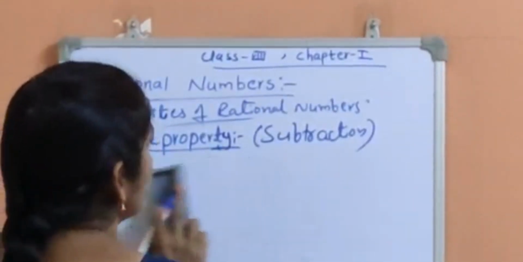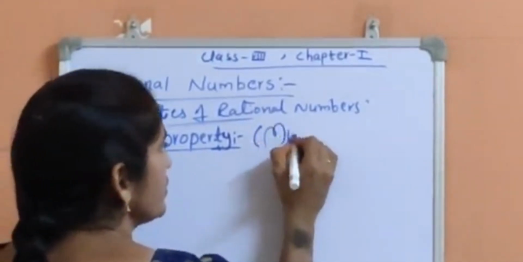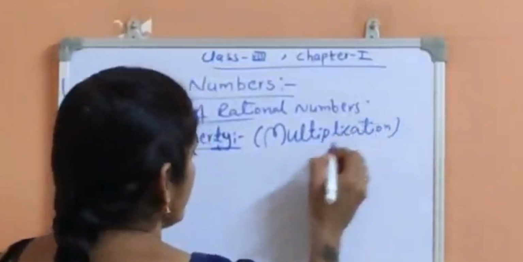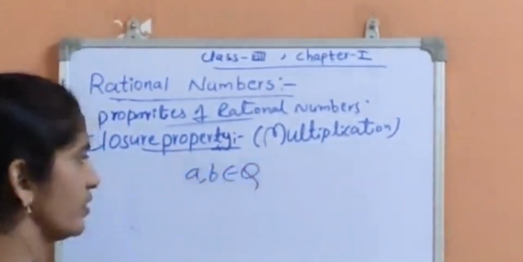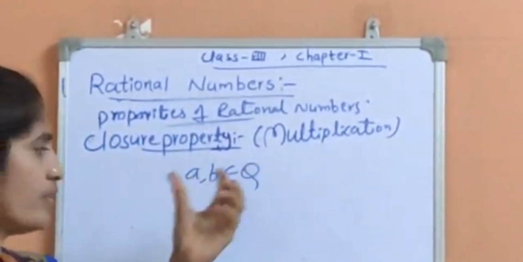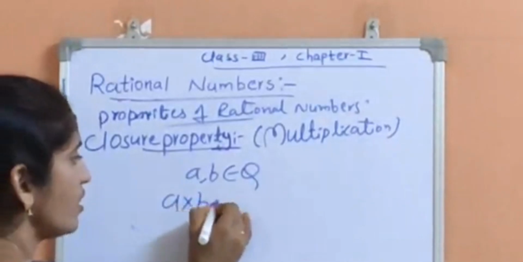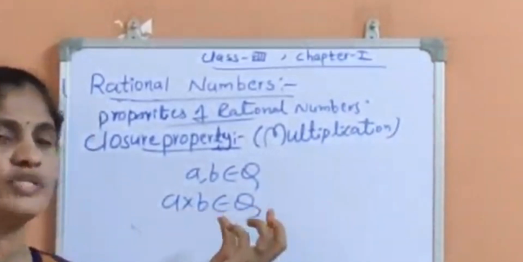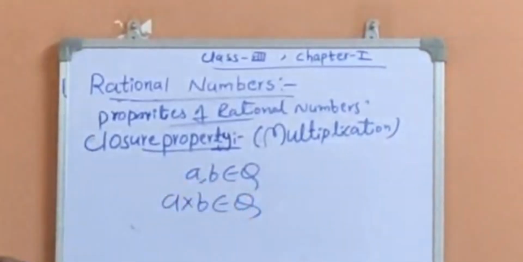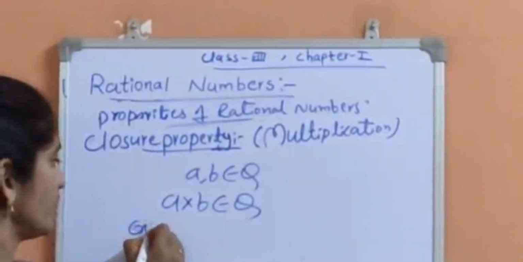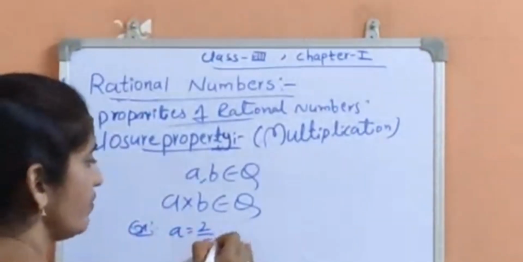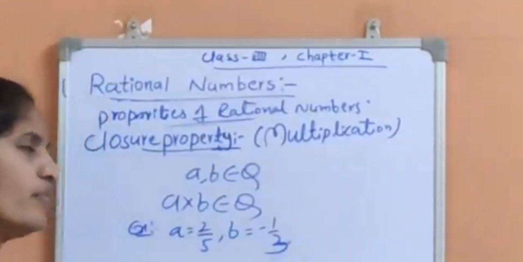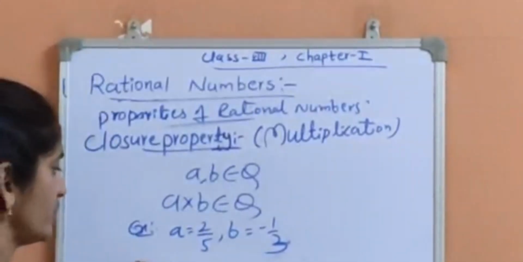Okay. Now we are going to check closure property under multiplication. If a, b belong to Q, are a into b also in Q or not, we are going to check. If a into b belongs to Q, then we can generalize that closure property under multiplication is possible in rational number system. For example, take a equal to 2 by 5, b equal to minus 1 by 3, or minus 1 by 8, you can take any number. I am going to take small fractions for simple calculation.